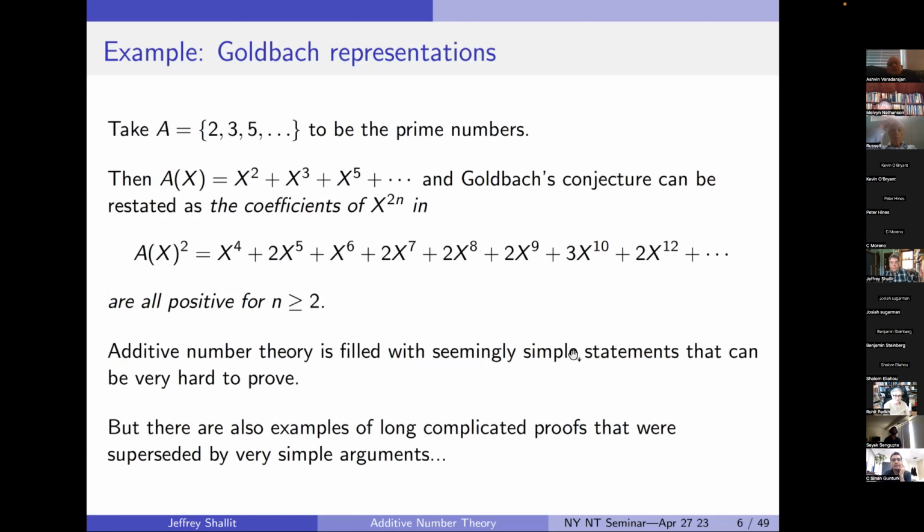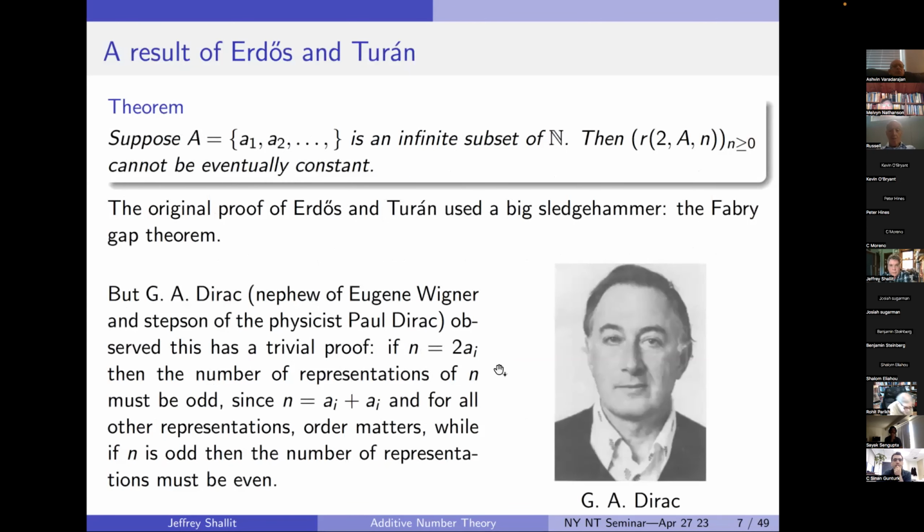As I said before, and as everybody knows, additive number theory is filled with these kinds of simple statements that can be hard to prove, but in a particular area that I looked into, there turned out to be a lot of long, complicated proofs of things that were eventually superseded by very simple arguments. I'll just give a couple of quick examples.